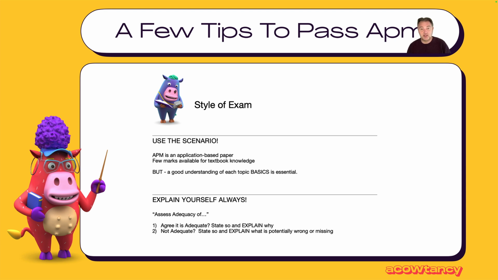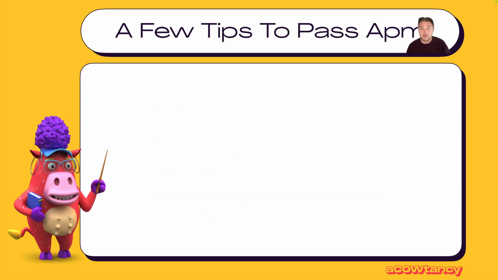Then, you've got to use the scenario, but you've got to always explain yourself. That's the word you want in the exam. So if you get a question about assessing the adequacy of whatever it is that the client has done in the scenario, and you think it is adequate, state it's adequate, and explain yourself. If it's not adequate, state it's not adequate, and explain yourself. Say why it's not adequate, what's wrong, what's missing. If you always have this explanation, you will start to understand what professional exams are always about, and you'll start to score professional marks as well.